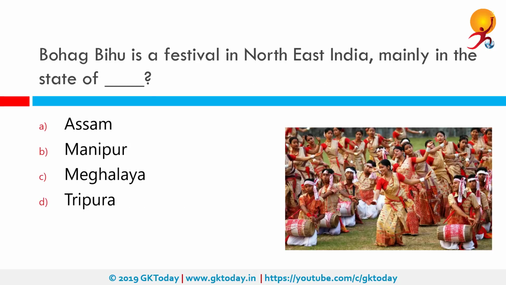Bohag Bihu is a festival in northeast India, mainly in the state of Assam. Bihu is the chief festival in the Assam state of India. It refers to a set of 3 different festivals: Rongali or Bohag Bihu, observed in April, Kongali or Kati Bihu, observed in October, and Bhogali or Magh Bihu, observed in January. Bohag Bihu usually falls on the second week of April, historically signifying the time of harvest.